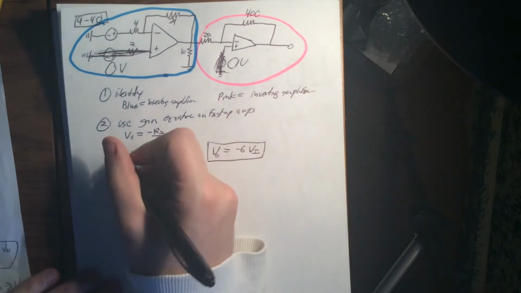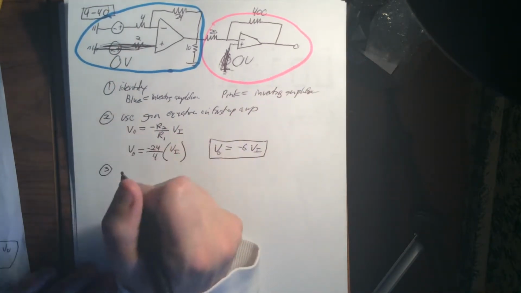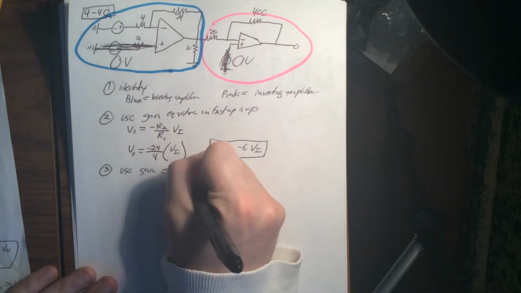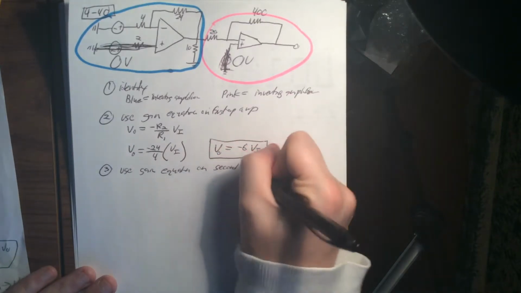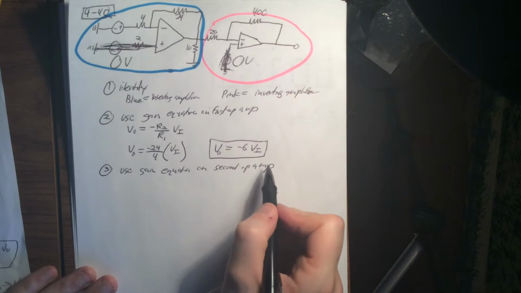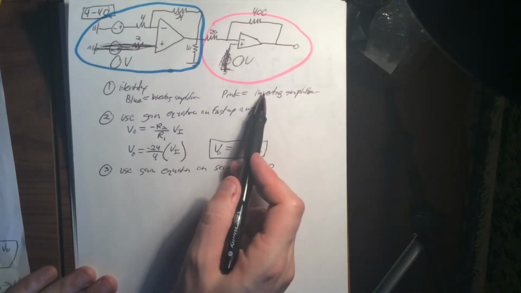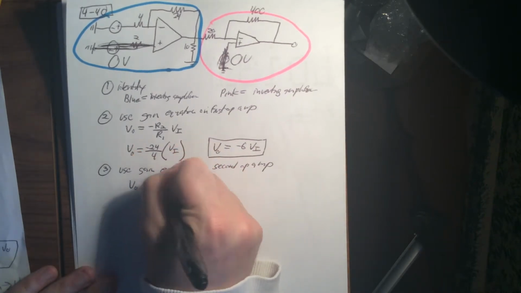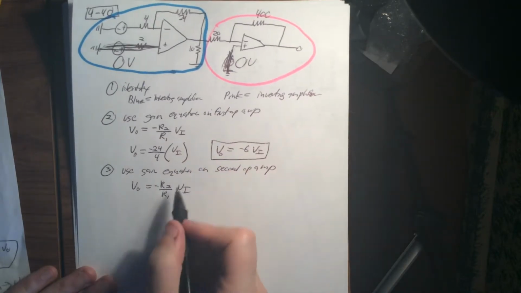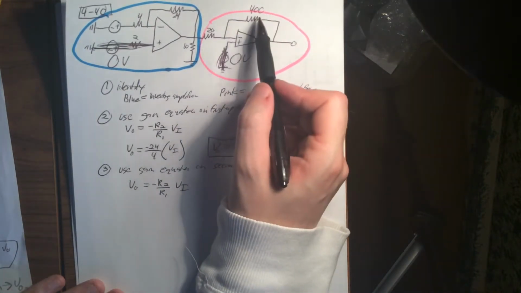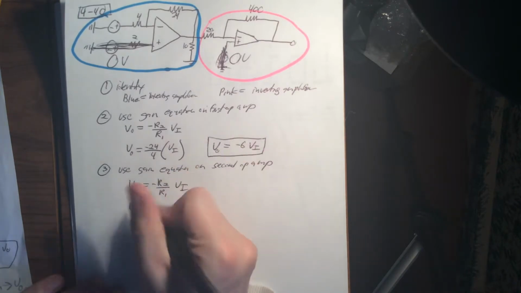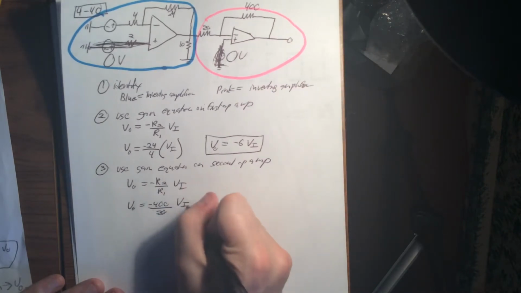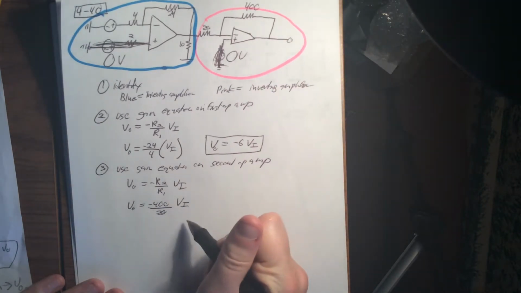Now the next equation that we're going to save up is for number 3. We're going to use the gain equation on the second op amp. And so again, it's another inverting amplifier. So we use the same inverting amplifier equation. V0 equals minus R2 over R1 VI. And now we can plug in these values. So what's this going to be? We've got V0 equals minus 400 divided by 20 VI. And so this is our second equation.